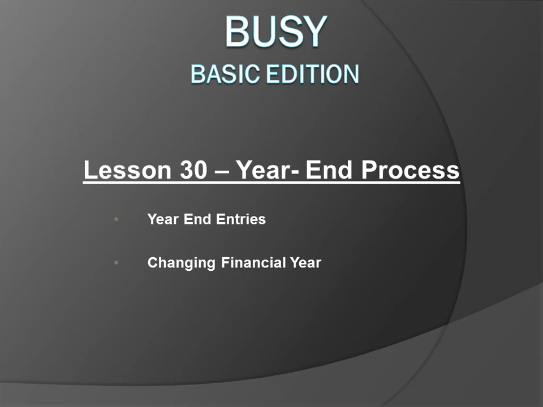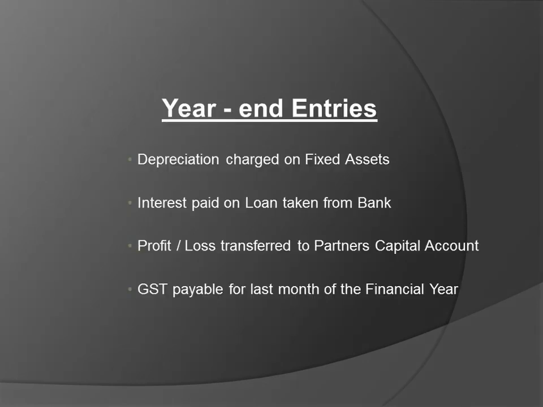to new financial year. In this chapter, we'll discuss how we can change the financial year and how we can enter the year-end entries. Year-end entries will include depreciation charge on fixed asset, interest paid on loan taken from bank, profit loss transfer to partners capital account, and GST payable for the last month of the year. Basically, GST of the last month, that is March, is generally paid in the month of April. So how this entry can be reflected in Busy.